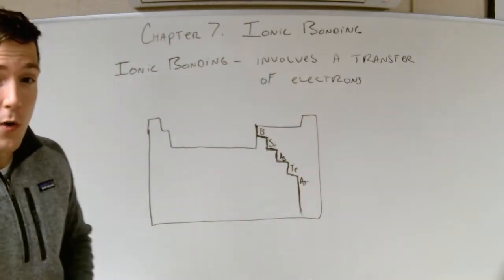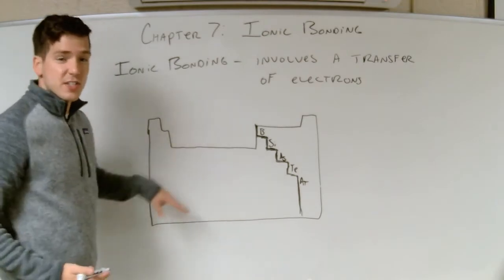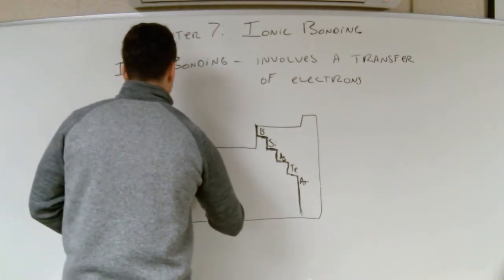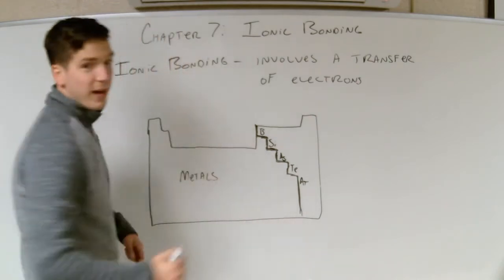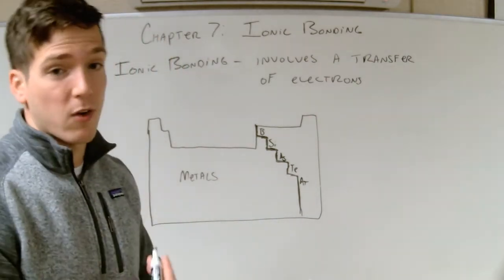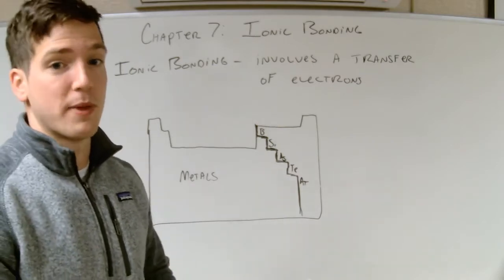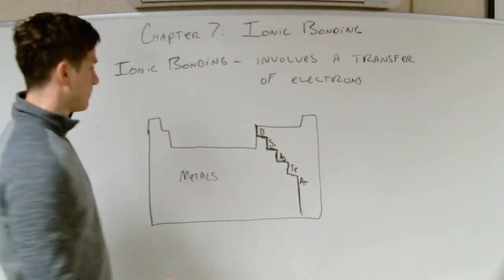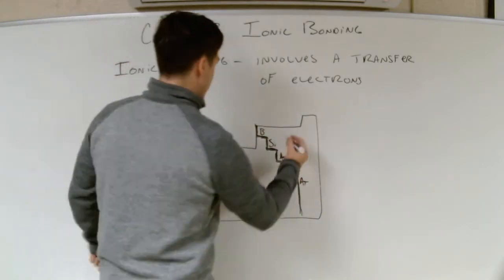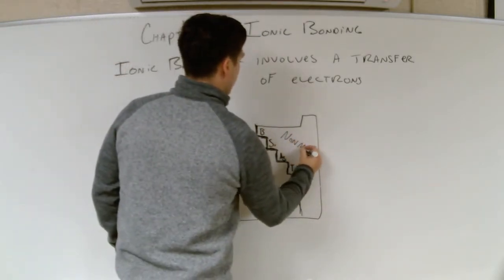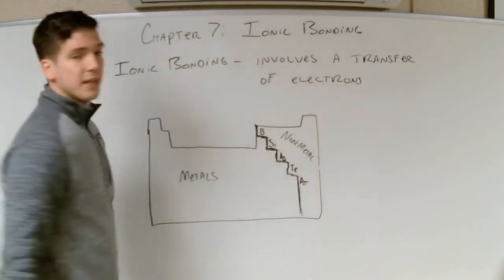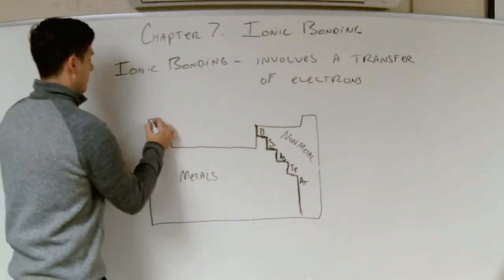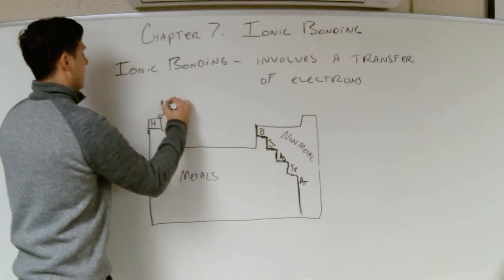And all you need to know is that everything on the left side of this stair step is a broad definition of metals, right? We could get more specific and say alkali metals, alkaline earth metals, transition metals, but pretty much for the most part we're saying that everything on the left side is metals. Everything on the right side of this stair step is a nonmetal, okay? One exception over here is hydrogen. We treat it as a nonmetal as well.